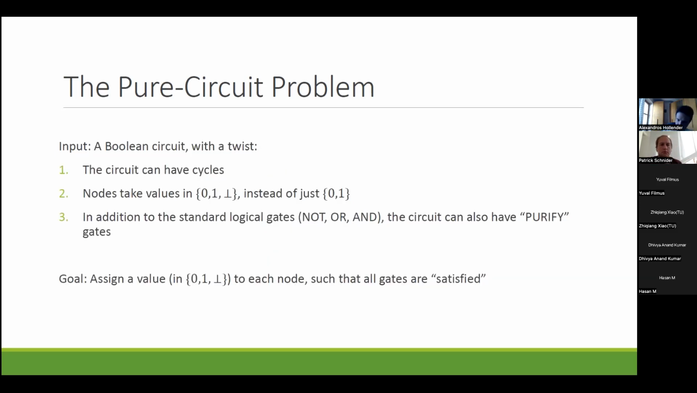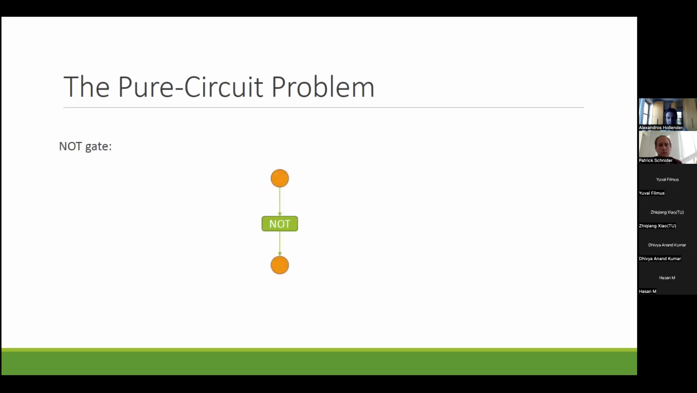Of course, when I say satisfied, I have to define what that means, especially since I have extended the possible values with this new garbage value. So let's take a look at the different types of gates. The NOT gate. What is a NOT gate? Well, a NOT gate is normally just a Boolean gate that takes the value false and outputs true. And if you input true, then it outputs false.